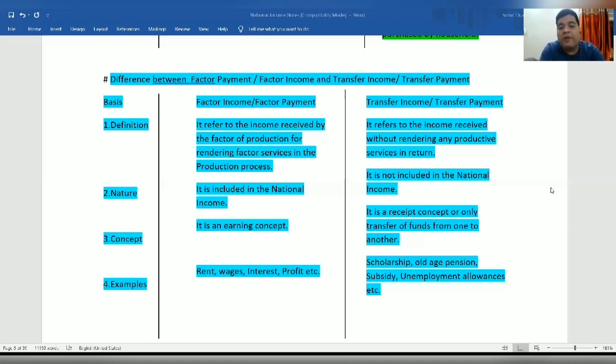Factor income and factor payment is an earning concept. This money is not free, this money is earned. It is an earning concept. Whereas when I talk about the transfer income or the transfer payment, it is just a receipt concept, that is only the transfer of funds from one person to another. I hope the concept of factor income and the transfer income is clear to you.